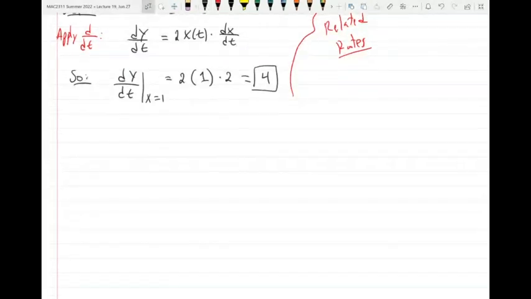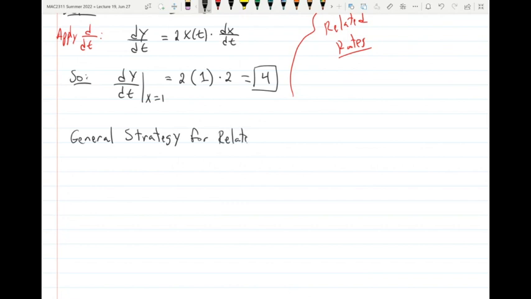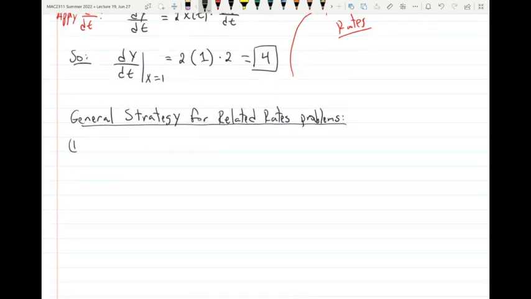All right, so let me write here the general strategy for related rate problems, and then let's try to apply this strategy to the problems that we are given. Okay, so the first thing that you need to do, well, actually, I should say the zeroth thing that you should do. Like I said, the problems are gonna be word problems.